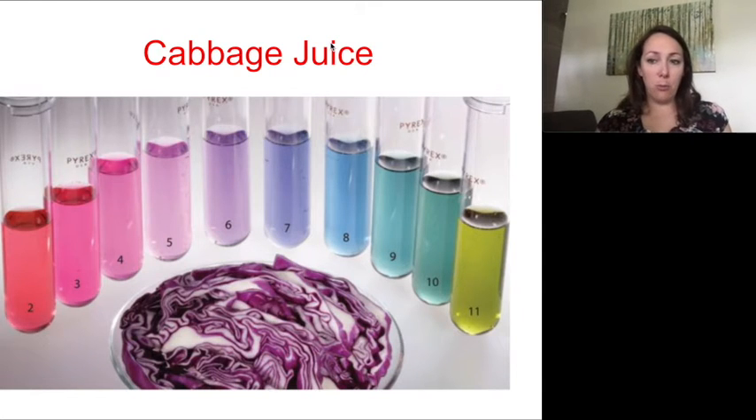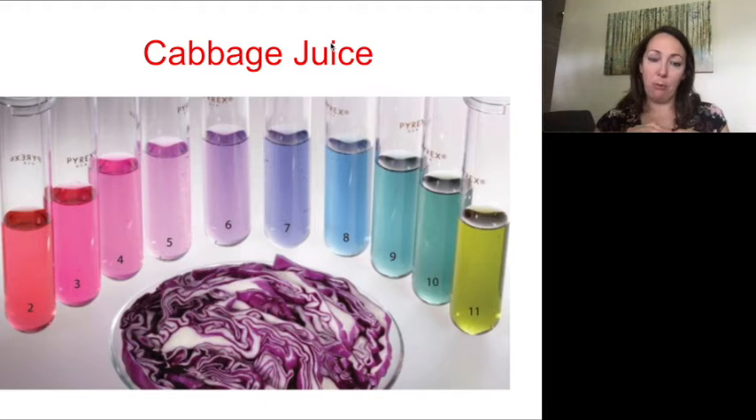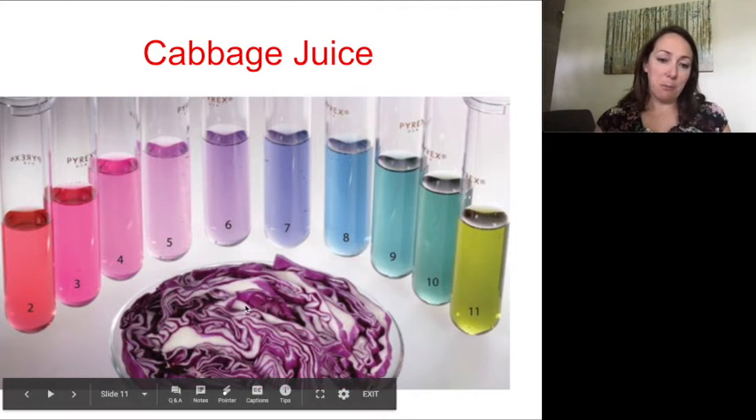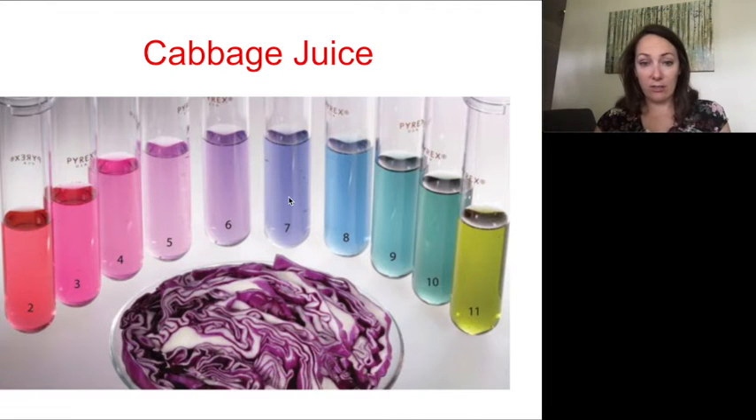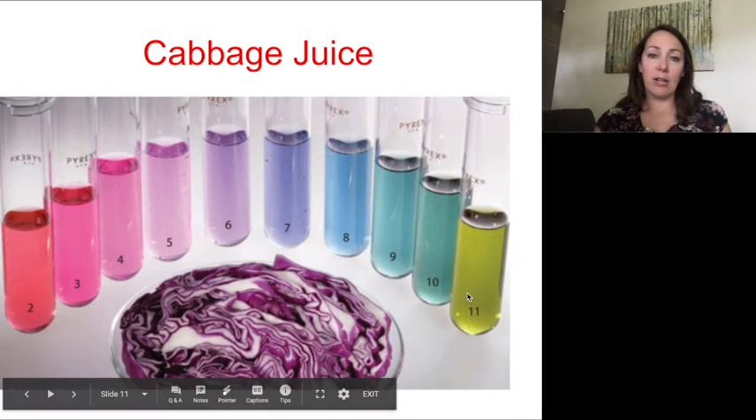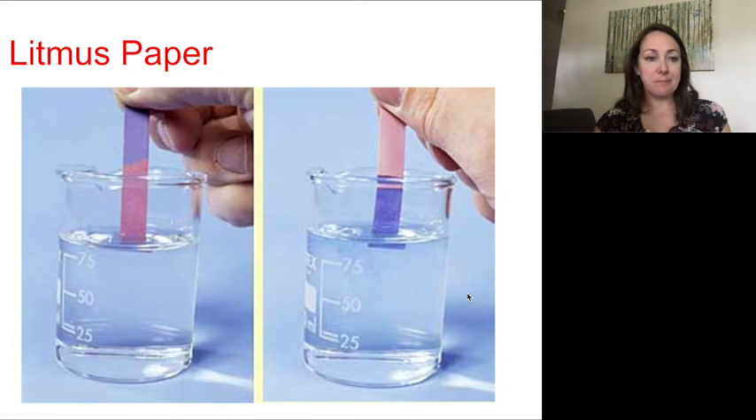So here's a more illustrative example of cabbage juice. Again, if you boil purple cabbage, you're going to get a liquid that is this color, okay? It's just kind of like a bluish purple, but mostly purple. If you add acids to it, it's going to turn more pink and more red. The redder it gets, the more acidic the solution is. If you add bases to the cabbage juice, it's going to go more blue and green. The greener it is, the more concentrated the base is. Litmus paper, here's just two pictures of what will happen.